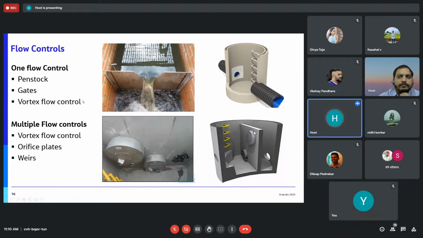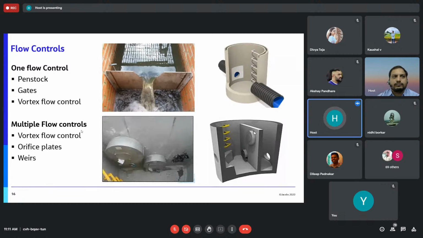You can have more than one flow control at a time, in combination. For example, an orifice plate. The top right image is an orifice plate. It's basically a plate with a small opening of whichever size you want, depending on how much water you want to outlet. On the left side you can see a weir. This is very common.